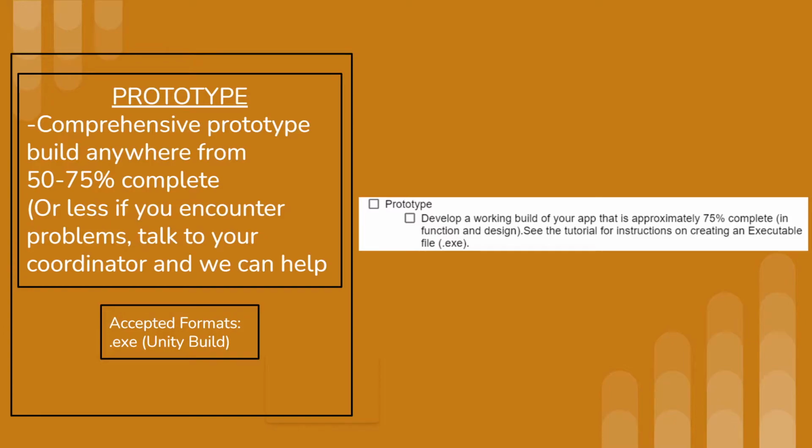After that, we have the actual prototype itself. We have loosened some of the requirements around the prototype. I know originally we said it would have to be 75% complete. However, now it can be anywhere from average 50 to 75, but if you guys encountered some problems and had some trouble with it, talk to your coordinator and we can consider it turn-inable, I suppose you could say, before that point. We will need this in a Unity build, so a .exe.